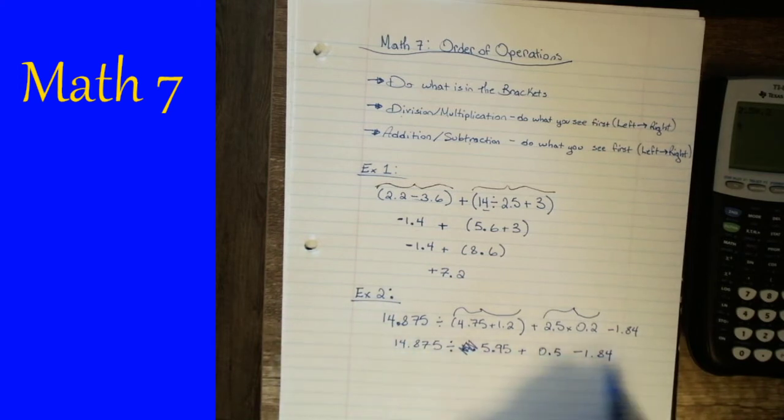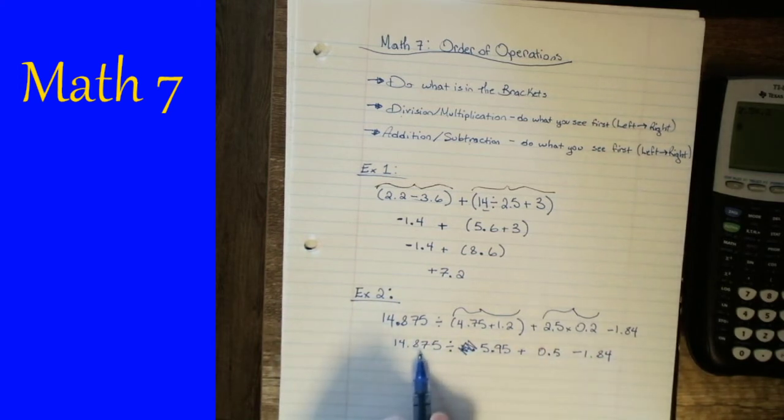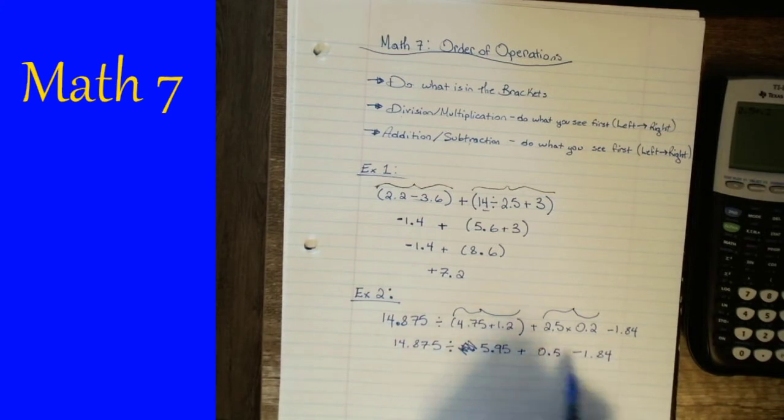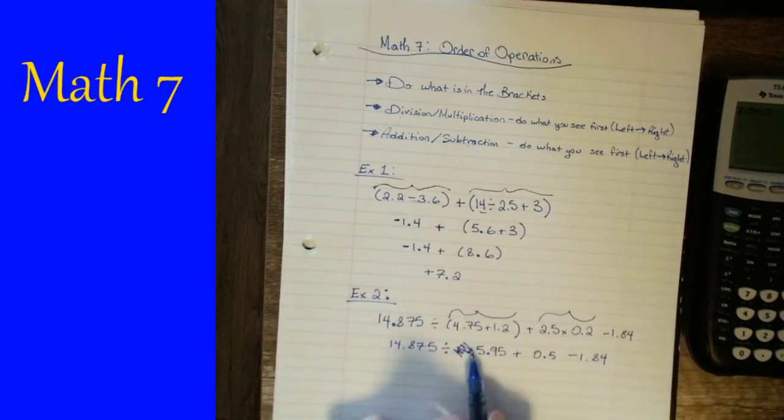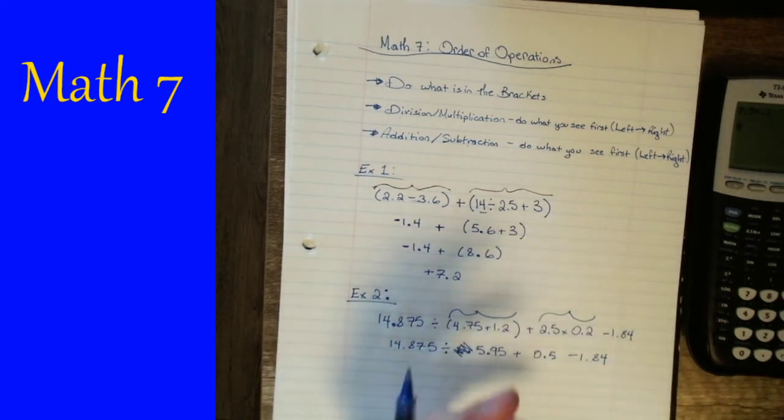So next I want to take a look at this expression. I have 14.875 divided by 5.95 plus 0.5 minus 1.84. So the first thing I have to do is my division here. So 14.875 divided by 5.95.